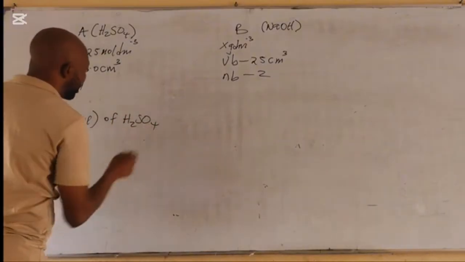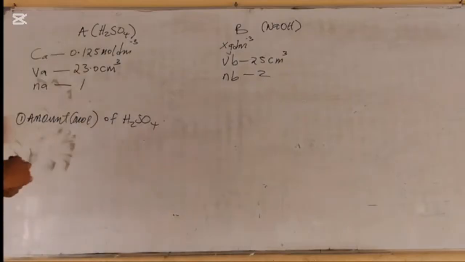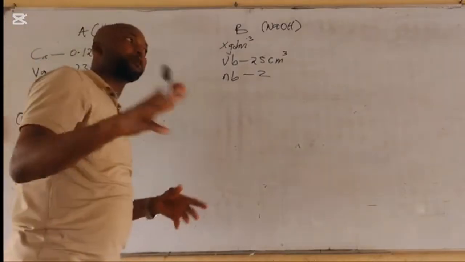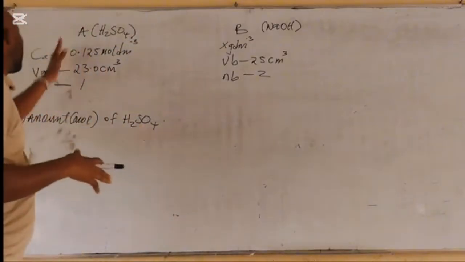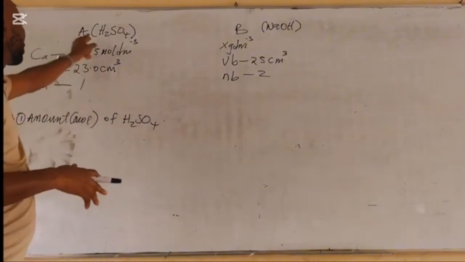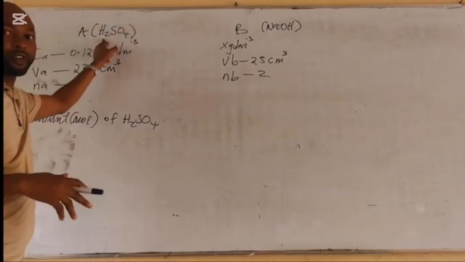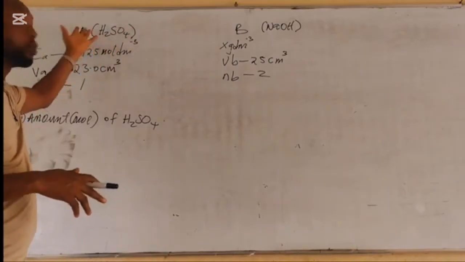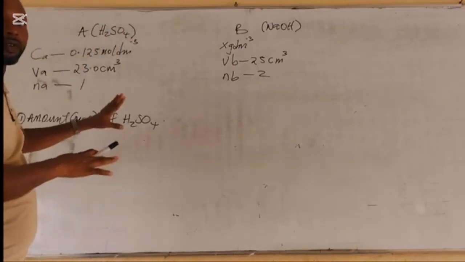Now we have formulas for amount. We say amount is mass over relative molecular mass. You come here, look, they are talking of acid. Is there any mass given? There is no mass, but although there is a relative molecular mass which we can get from here, there is no mass. So that formula is out.